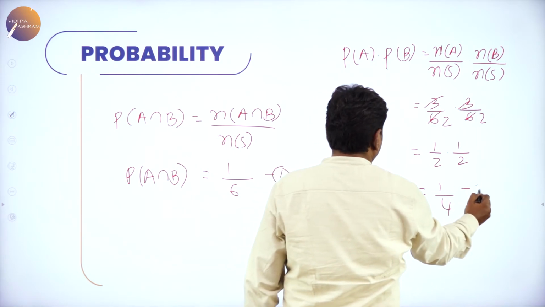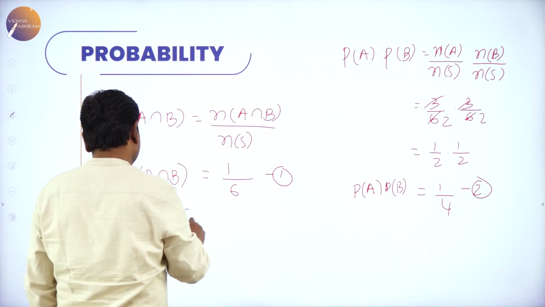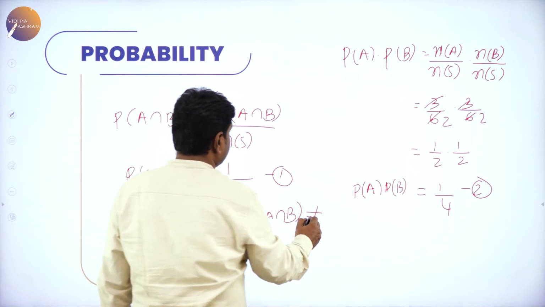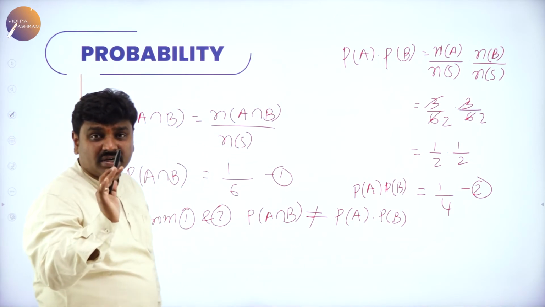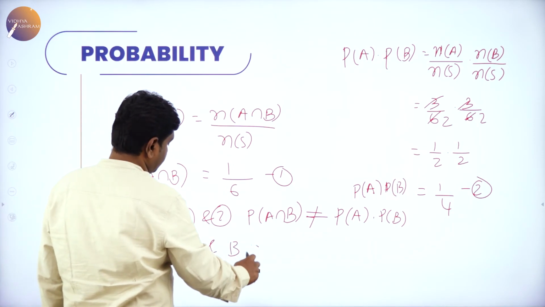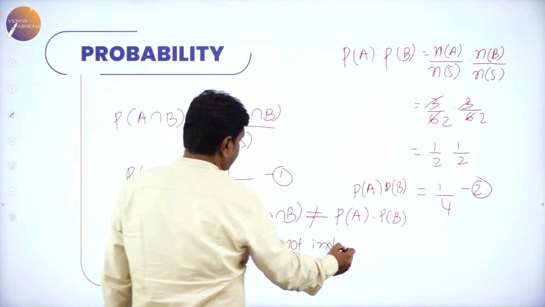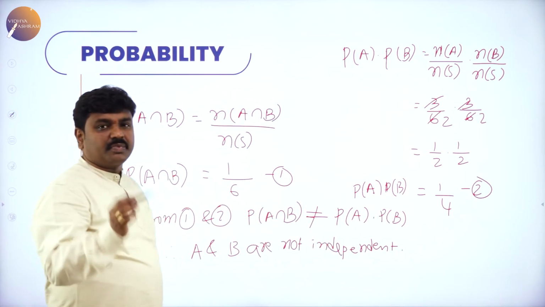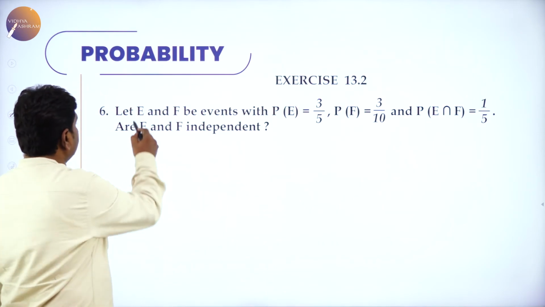Are they equal now? Are 1 and 2 equal? No. So from 1 and 2, P of A intersection B is not equal to P of A into P of B. What is the conclusion? If they are not equal, we can say the events are not independent. Therefore, A and B are not independent. When can you say they are independent? If P of A intersection B is P of A into P of B. If P of A intersection B is not equal to P of A into P of B, then they are not independent.